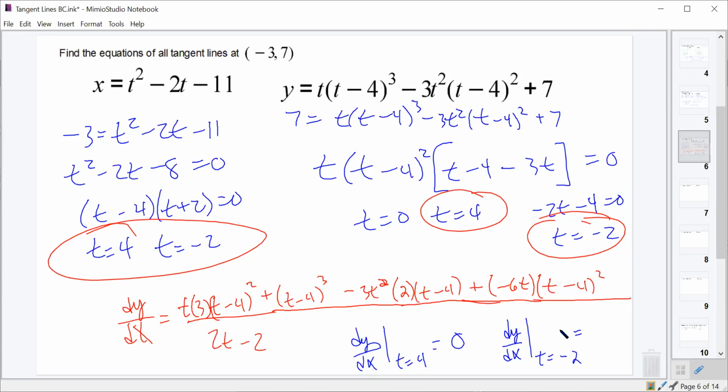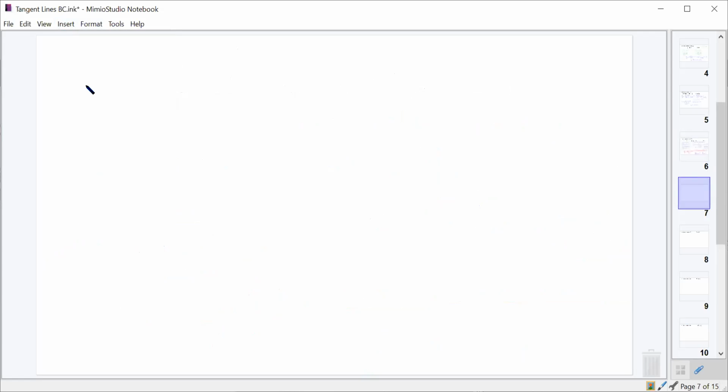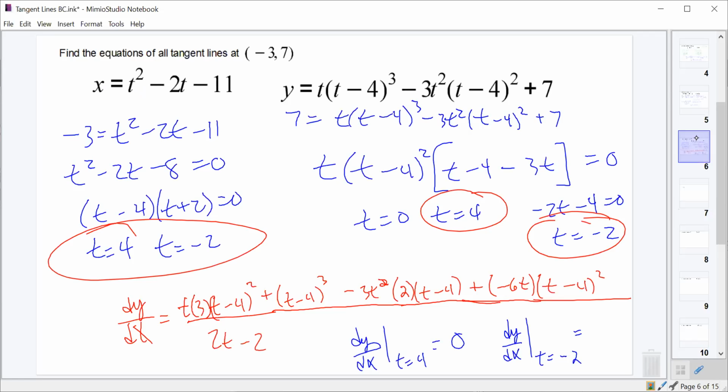I guess maybe we should go through and do that arithmetic. All right, so if t is negative 2, I have to go back and forth here a bit. So that's negative 6 times (negative 6) squared. So negative 6 times 36 ought to be what? Negative 216. Shouldn't it be like a negative 6t times (t minus 4) squared? I do have a negative 6t there.